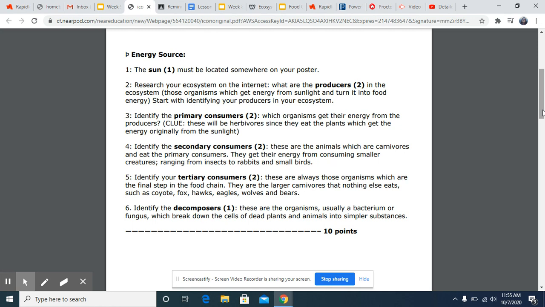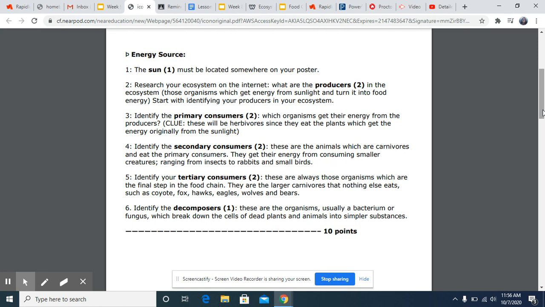Then next you're going to identify the secondary consumers. You'll need to have 2 of these. These are the animals which are carnivores and eat the primary consumers. So think of something that would eat a zebra. They get their energy from consuming smaller creatures ranging from insects to rabbits and small birds. So maybe for the secondary consumer, you would choose something smaller than a zebra, actually, maybe like a rabbit.